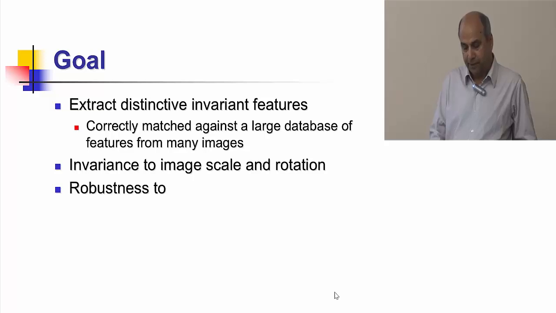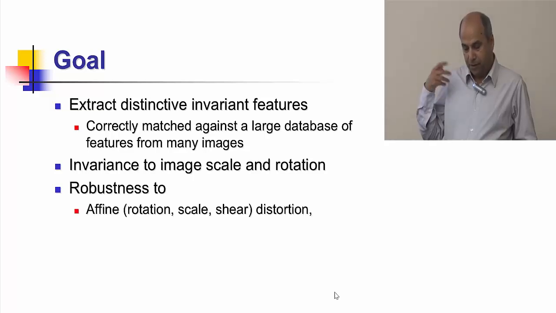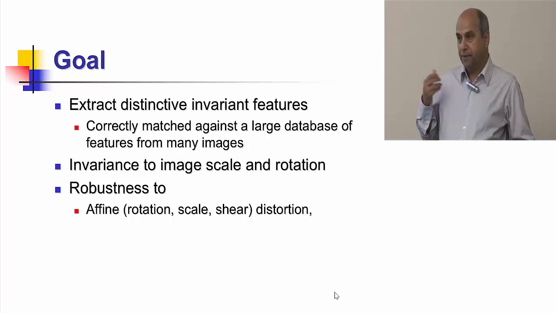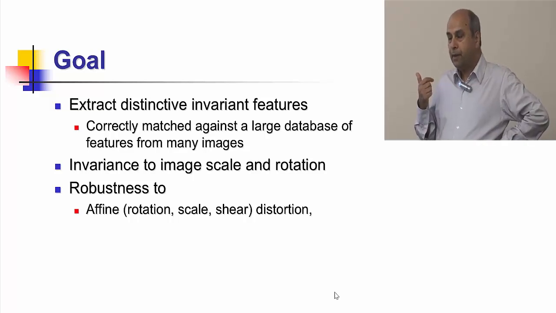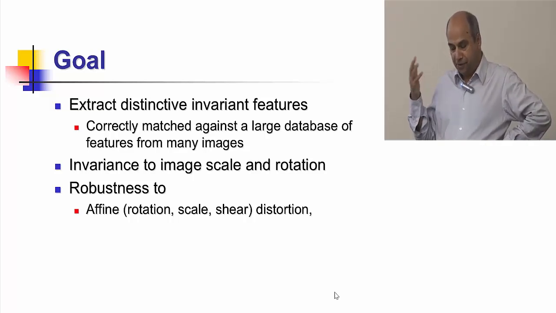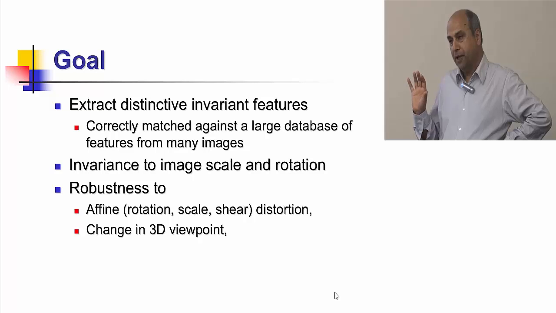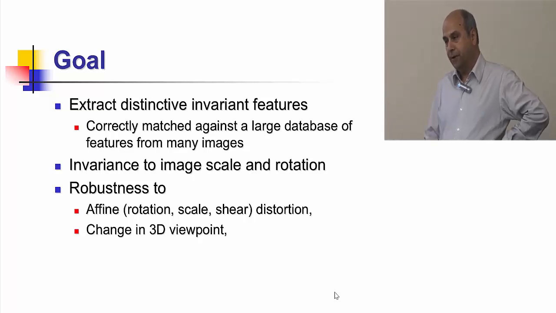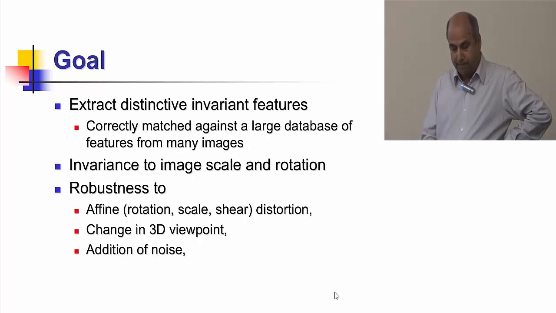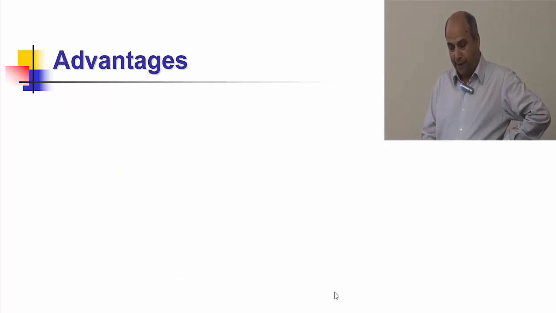We'll give examples here. And they are, in general, robust to affine transformations, which include translation, rotation, scaling, shear, and all those things. And of course, change in 3D viewpoint. When you change the 3D viewpoint, the picture you get is also different compared to the other viewpoint. And of course, it's robust to noise and change in illumination, all those things which you desire in a descriptor or detector.